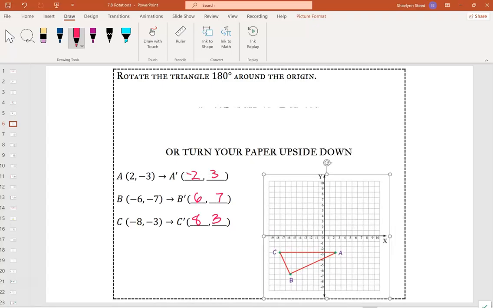Almost. There we go. All right, we just need to plot these points. So negative 2, 3, 2, 3. So here's A prime. B prime is now at 6, 1, 2, 3, 4, 5, 6, 7. B prime. And then C prime is going to be 8, 3.